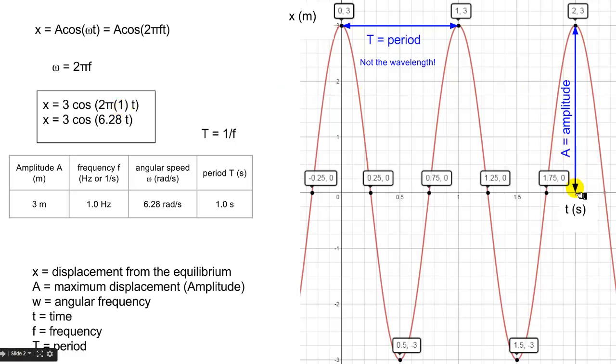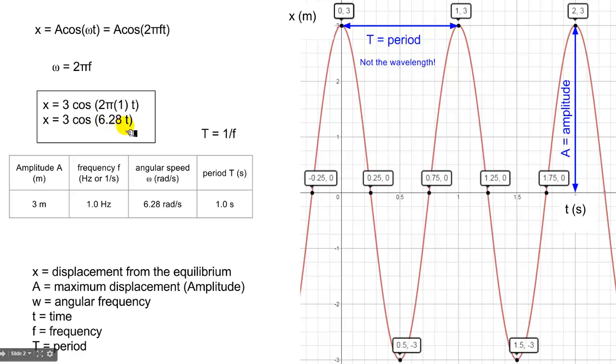Because the height or the maximum displacement from there to there is the amplitude, we would take the amplitude and put it right there. So that's how we would get that equation. Obviously, if we multiply it out, we would get 6.28t.